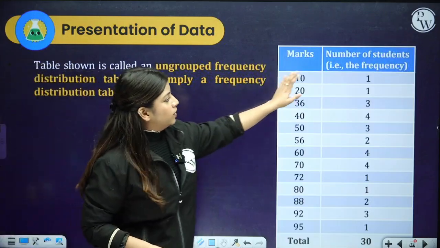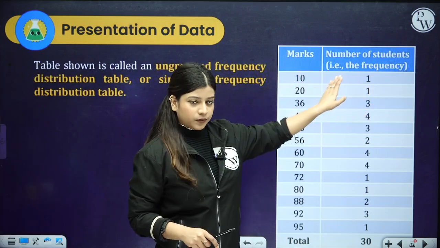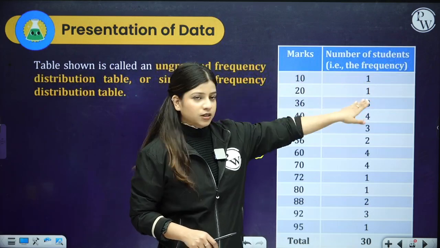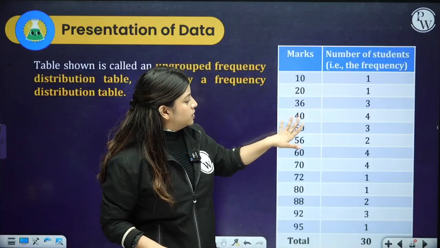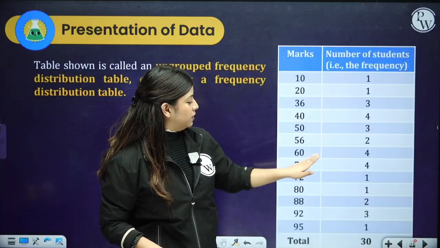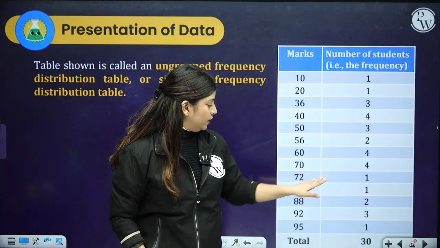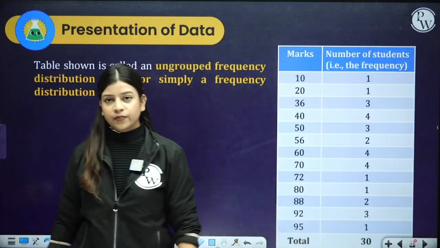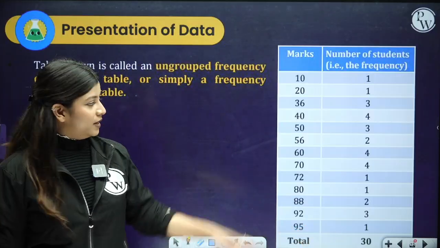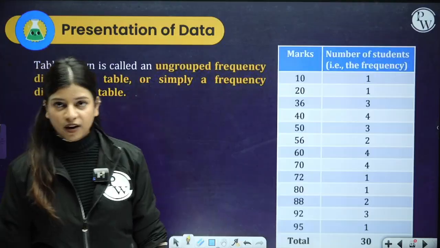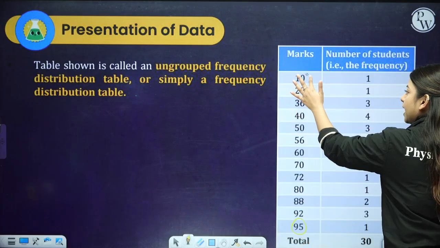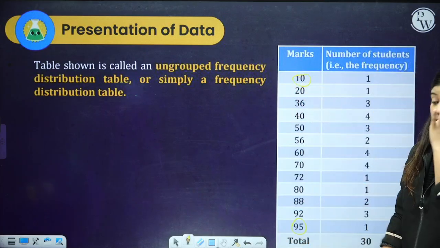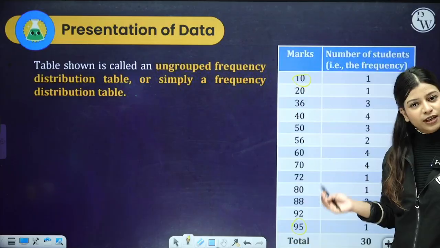That 10 students, 1 mark, right? 20 marks, 1 student. 36 marks, 3 students, 40 marks, 4 students, 53, 56, 2, 64, 74, 72, 1, 81 and so on. So this is more presentable as it is more readable, right? Now over here, we do not even have to look for upper limit and lower limit as it is clearly visible. The highest value and the lowest value, the range is clearly visible.